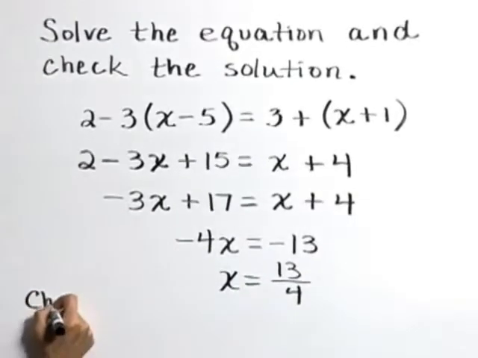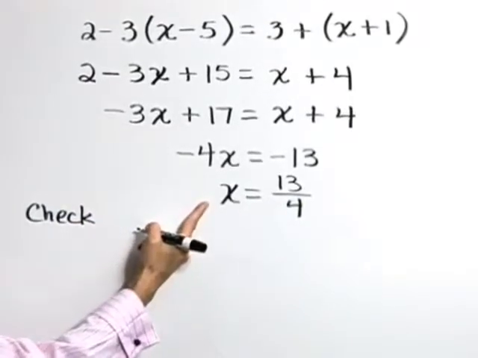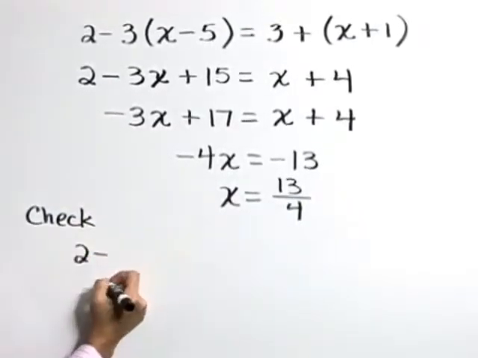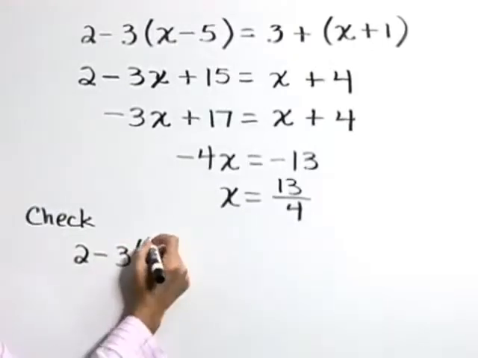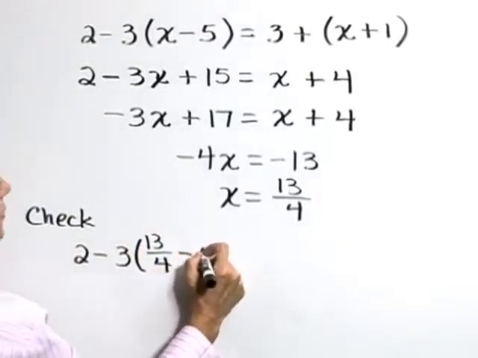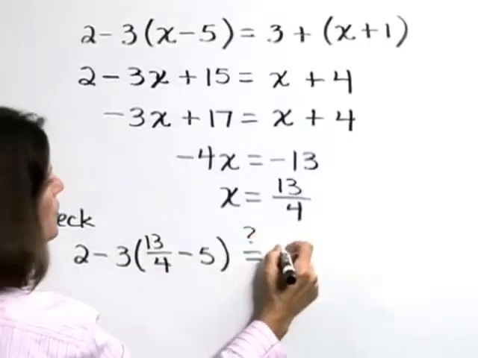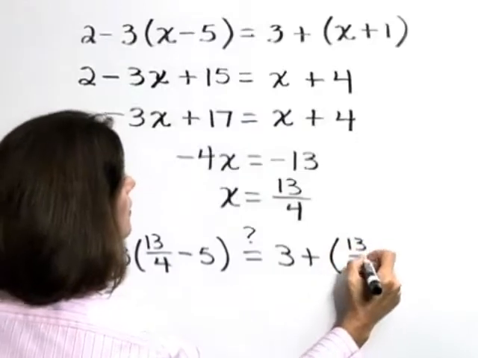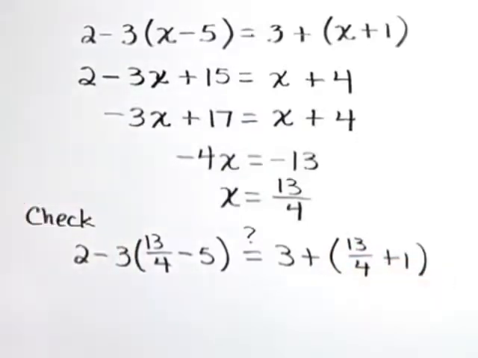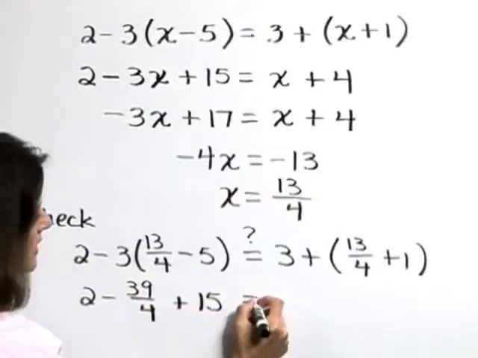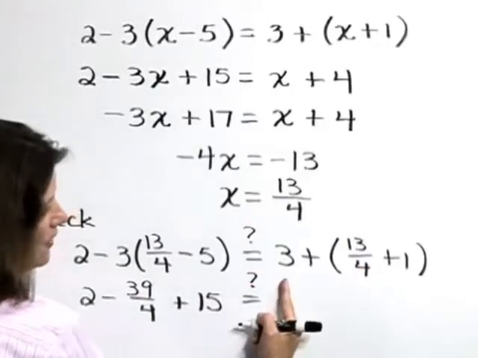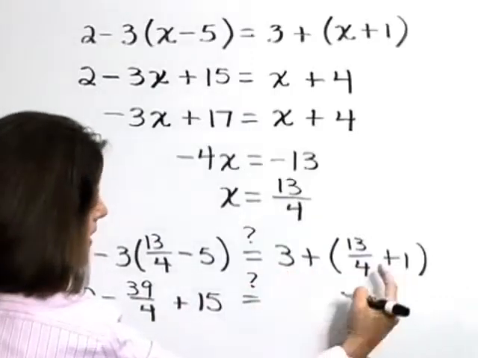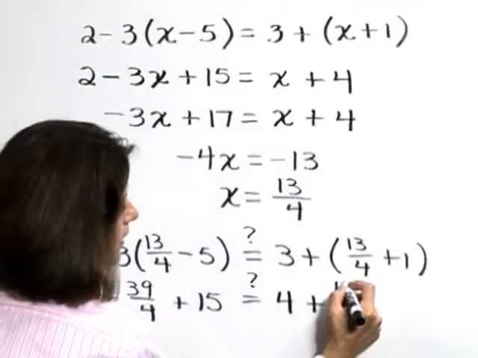In the original equation, we'll substitute the value 13/4 for x. So, is 2 minus 3 times, in parentheses, 13/4 minus 5, indeed equal to 3 plus, in parentheses, 13/4 plus 1. On the left-hand side, let's multiply that 3 through, distributing it, to get a 2 minus 39/4 and plus 15. Is this equal to, on the right-hand side, I'm going to go ahead and add that 3 and 1 and call this a 4 plus 13/4.